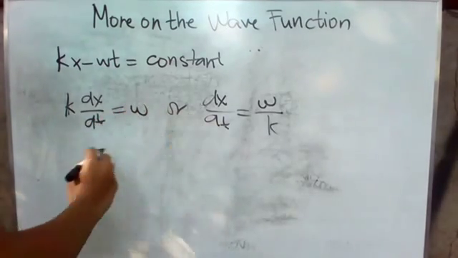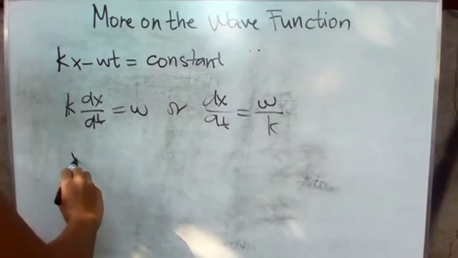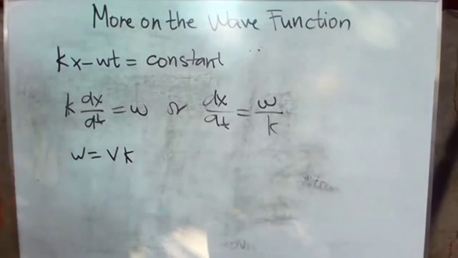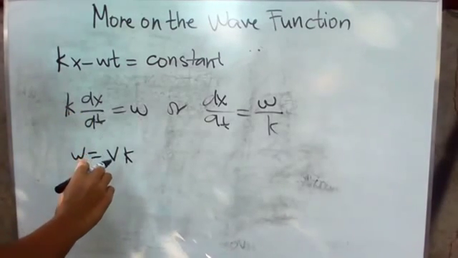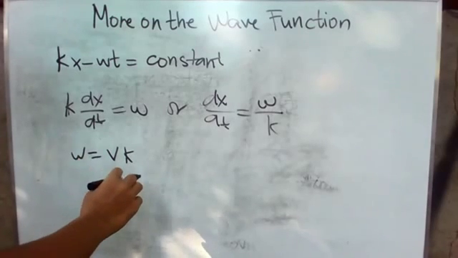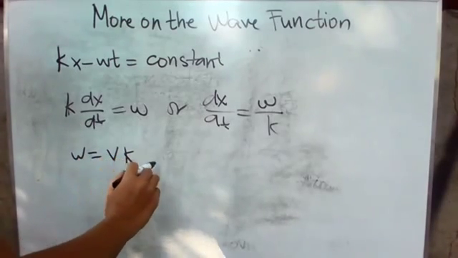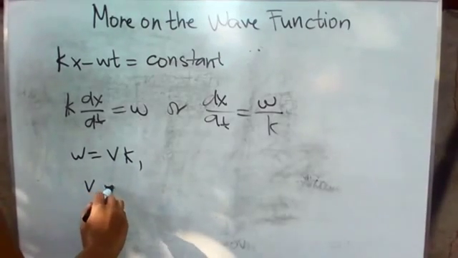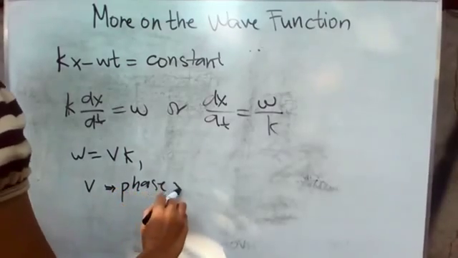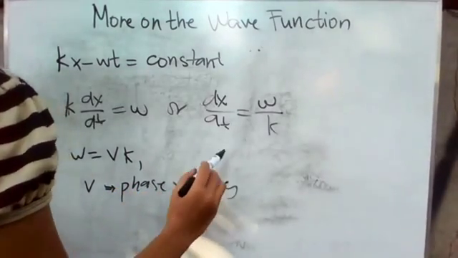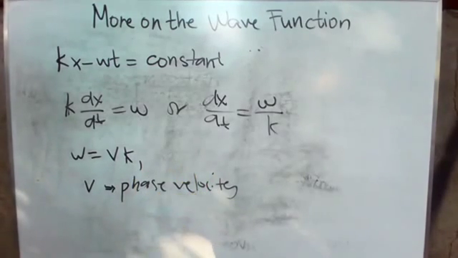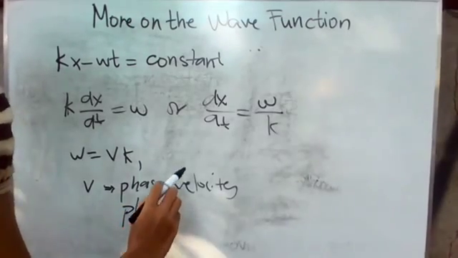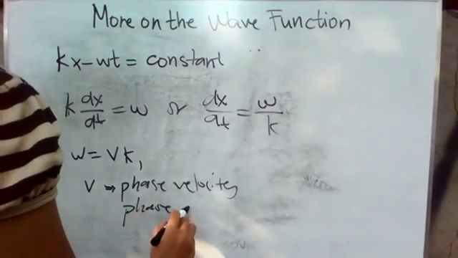So comparing this equation to the equation ω = vk, v is equal to the speed of the wave. Because of this relationship, v is sometimes called the phase velocity, or phase speed could be the better term. Phase speed.